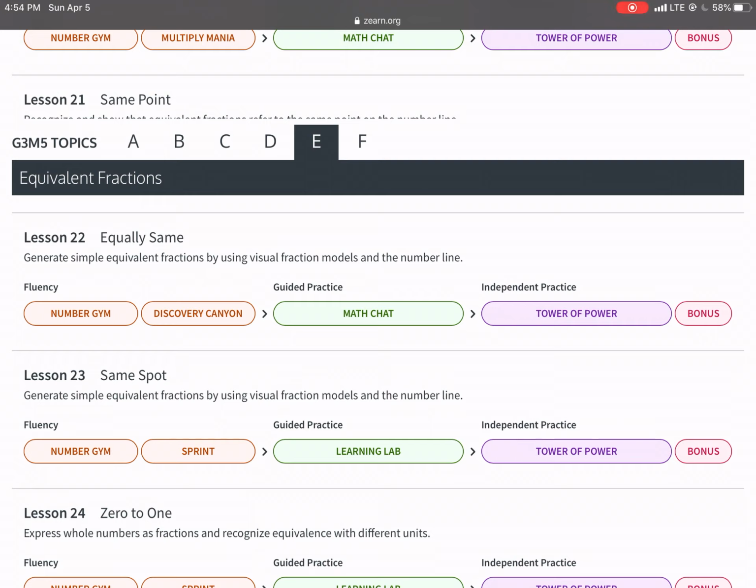Today we're going to be working on Module 5, Lesson 22. And our objective is I can generate simple equivalent fractions by using visual fraction models and the number line.